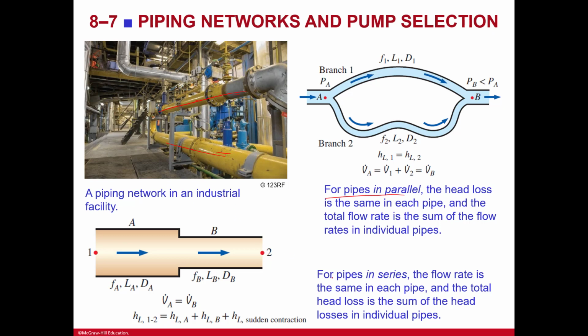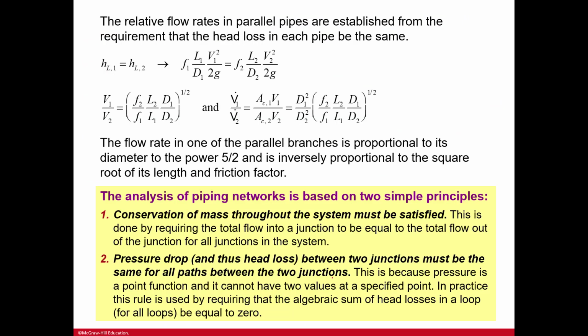For pipes in series, the flow rate is the same for each pipe. And the total head loss is the sum of all the head losses in the individual pieces. So relative flow rates in parallel pipes are established from the requirement that the head loss in each pipe be the same. And so here you can see that head loss in 1 is equal to head loss in 2, and therefore given these, as well as here. And so the flow rate in each one of the parallel branches is proportional to its diameter to the power 5/2 and is inversely proportional to the square root of its length and friction factor.